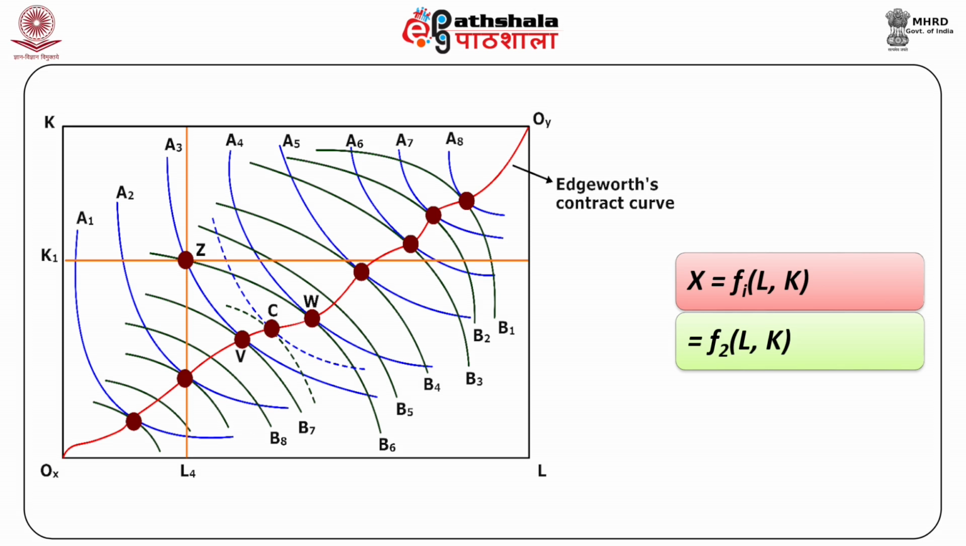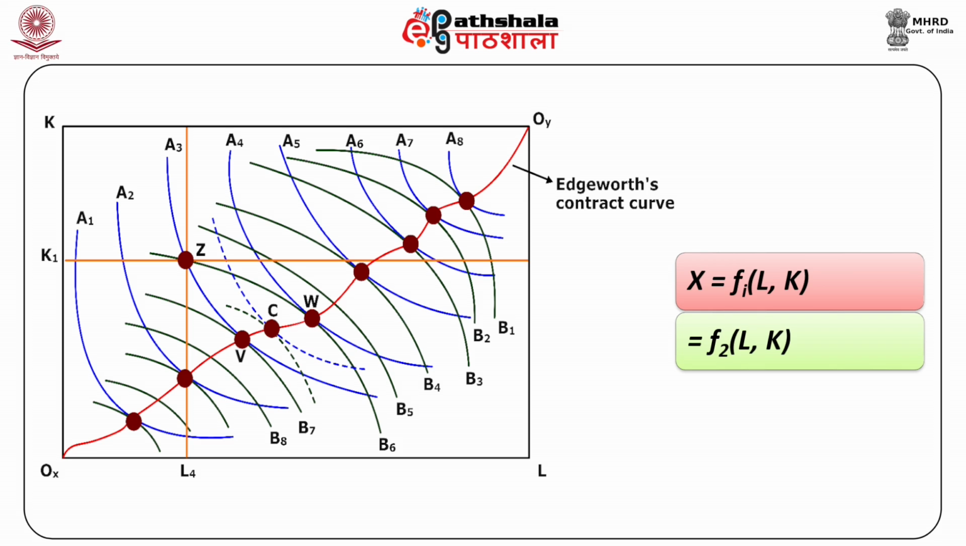Similarly, we can draw a large number of points. Let us consider the dotted lines at point C. This again shows us that in between V and W, there could be another set of isoquants. And if these isoquants are tangential at C, then C is also a point of optimization.